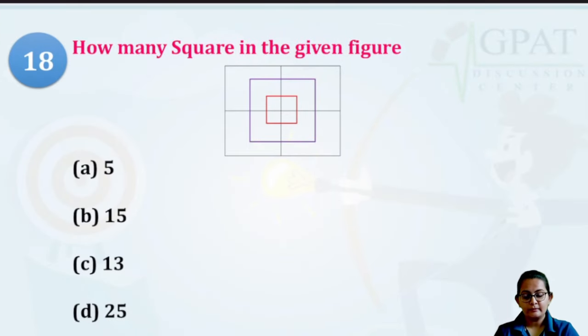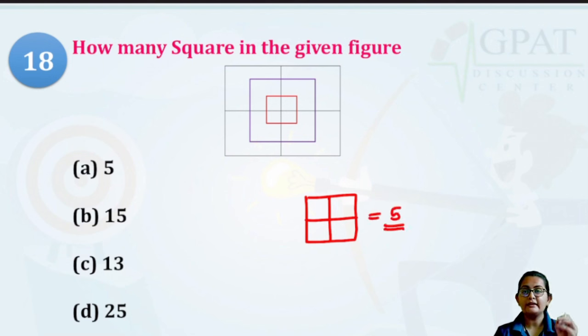The next thing is how many squares are in the given figure. Again, the thing I want to tell you about squares is whenever you see a square like this, it is a total of 5 squares. Please consider it. That means there will be a total of 5 squares which are forming.